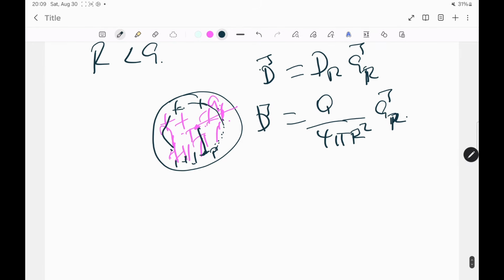Now the difference will be in terms of what? The charge that we have, right? The charge that I have.